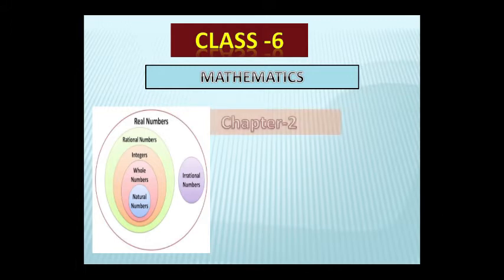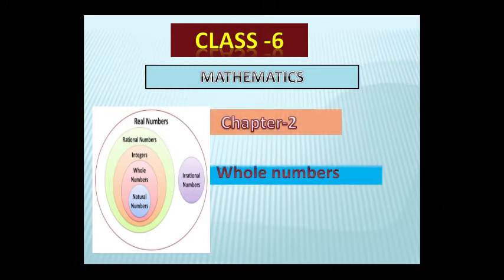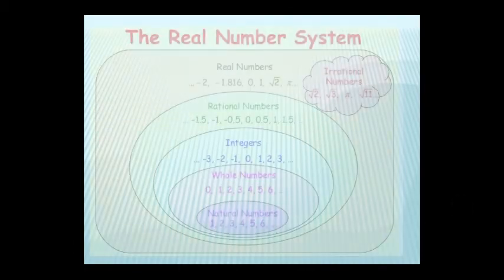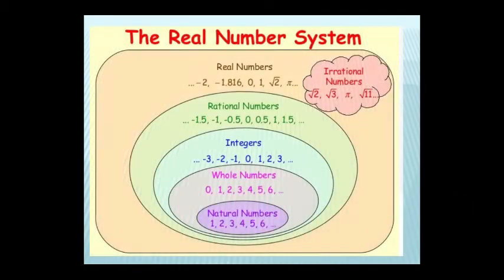Let us start today's class, chapter 2, that is whole number. See, the real number system contains these numbers. Real numbers contain rational and irrational numbers. Inside rational numbers, integers are there. Inside integers, whole numbers are there. Inside whole numbers, natural numbers are there. You can observe here these numbers are represented by using circles.